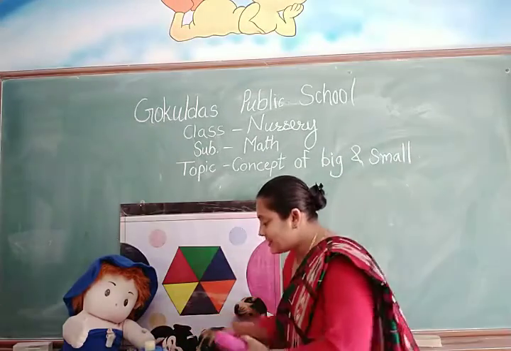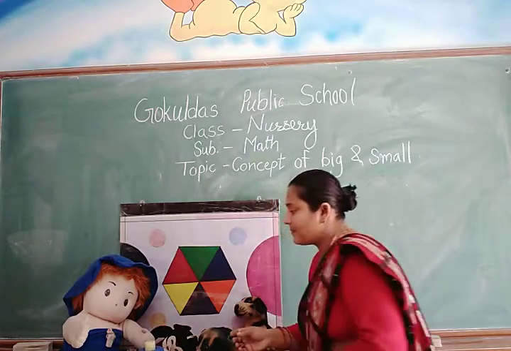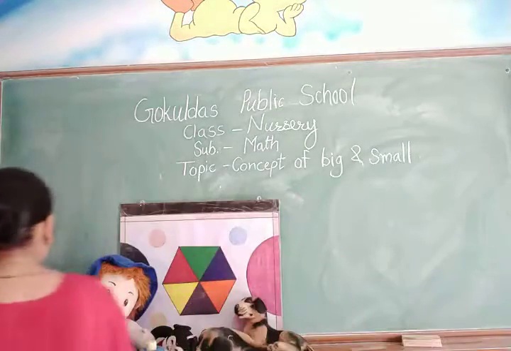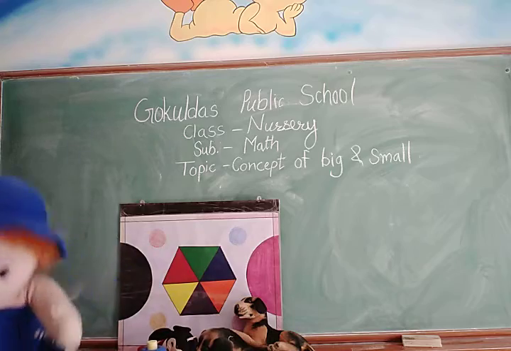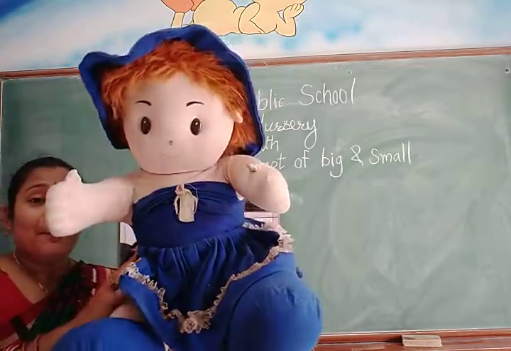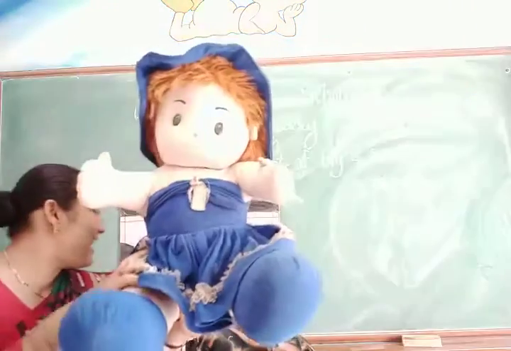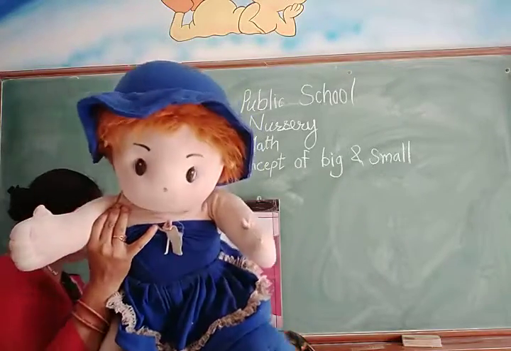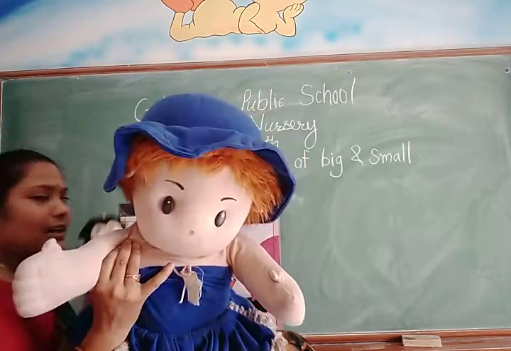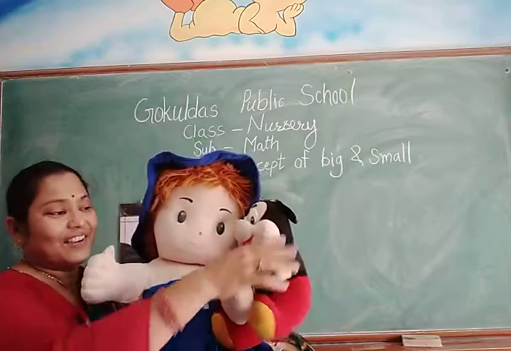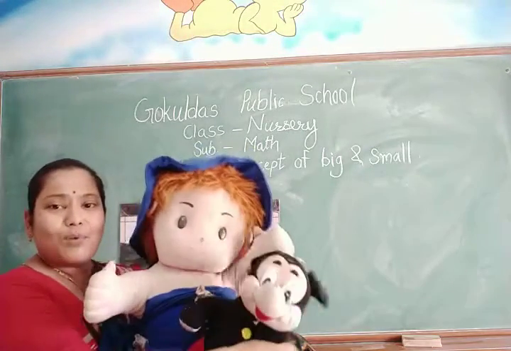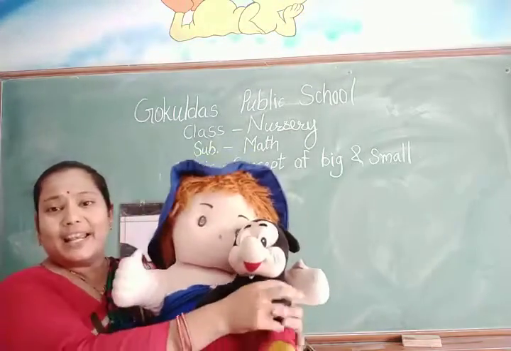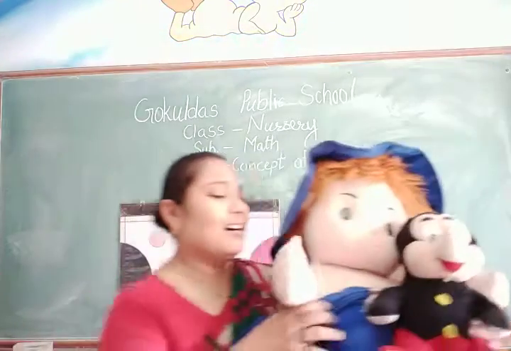Now next. Oh, what is this? This is a doll. Big doll. Yes. And this one is small. This one is small teddy. Small teddy. Okay, see here.